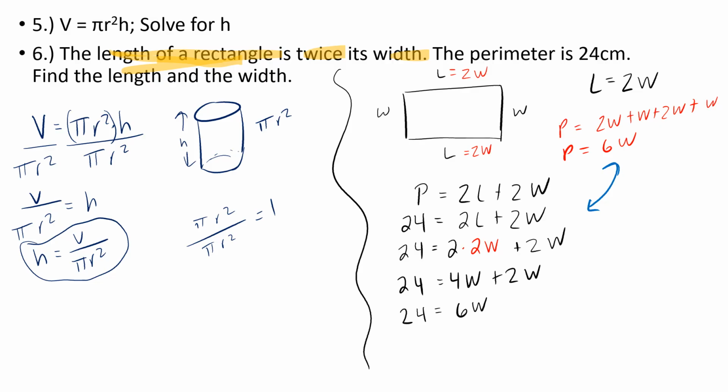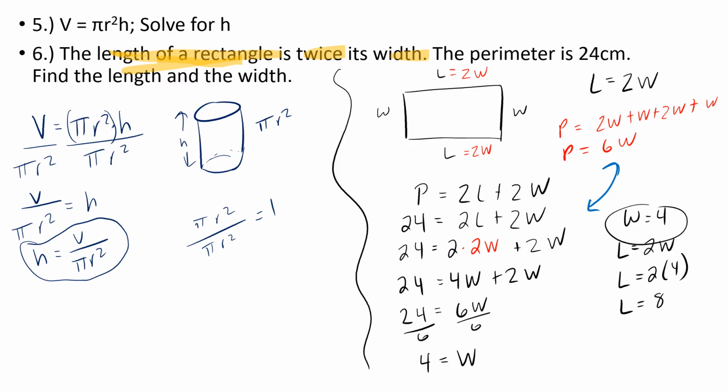That is multiplication. So we can undo that with division. 24 divided by 6 is 4. 6 divided by 6 is 1. So we have 1w. So the width is 4 and the length is 2 times the width, which means the length must be 8.